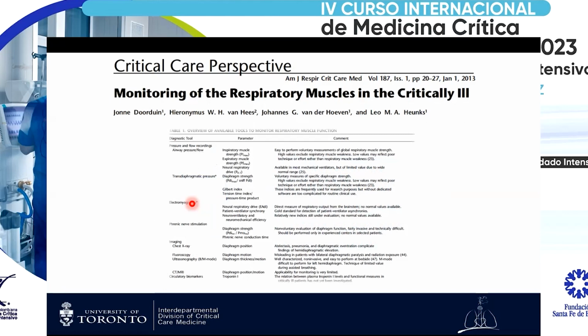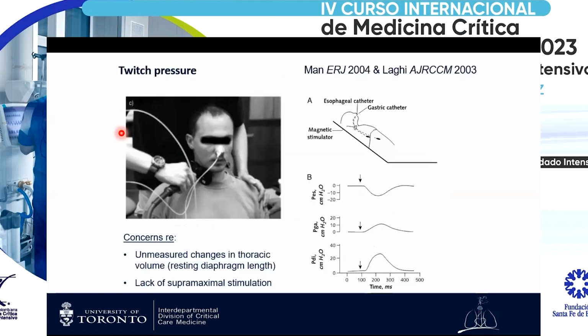If you want to monitor the muscles of the respiratory system in critical illness, there's a nice review article in the Blue Journal a few years ago from Leo Hunks's group, which goes through all of the different ways you might do this. Just put that there for your reference. The gold standard for measuring diaphragm function would be magnetic twitch stimulation. But as you can see here, it's probably not all that feasible for use in the daily practice of critical care. If you started approaching patients with these magnets that you put on their neck, they and their family members might get a little bit concerned.